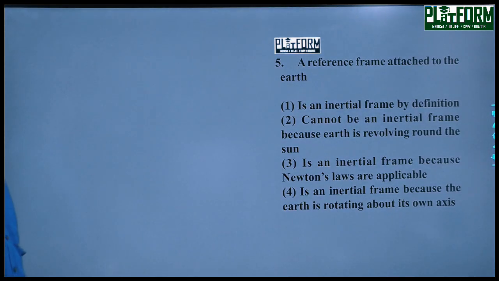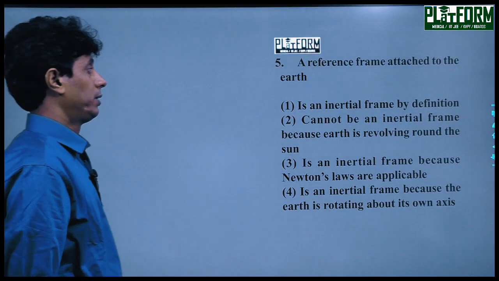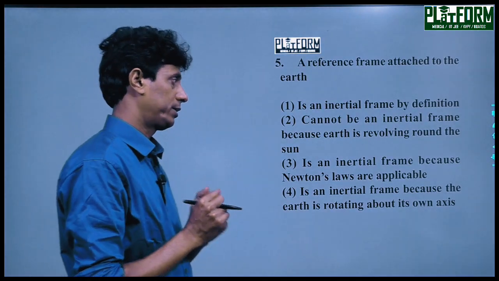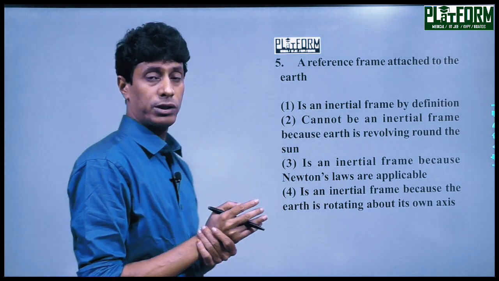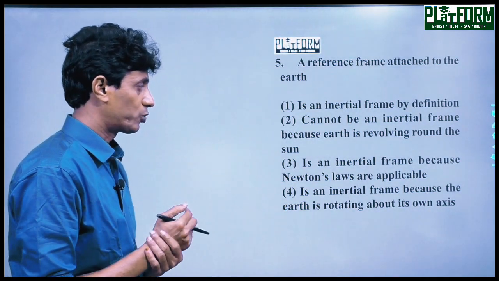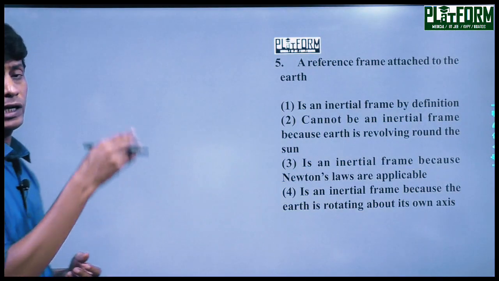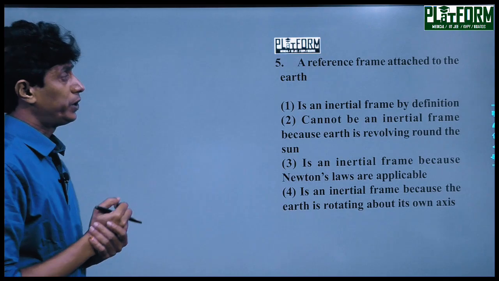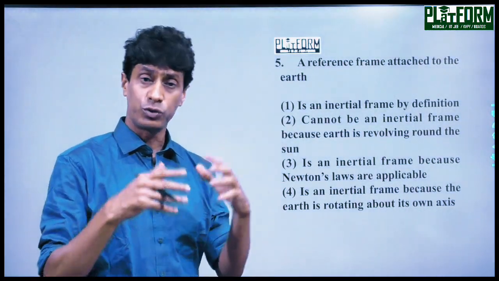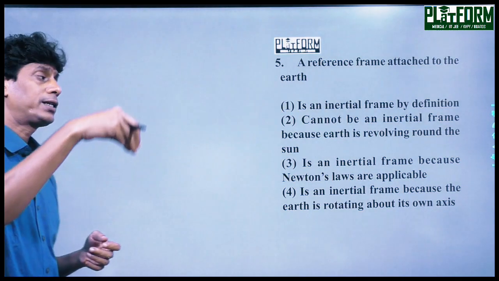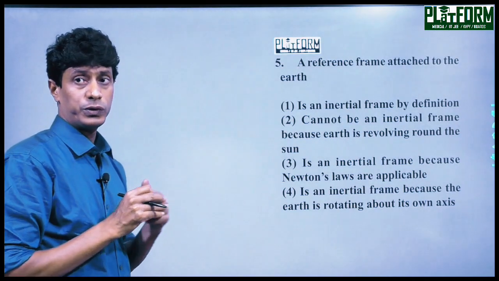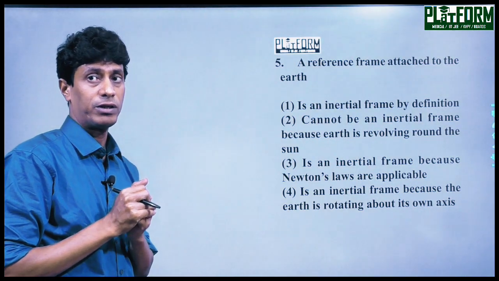Next problem, a reference frame attached to the earth: option 1, is an inertial frame by definition; option 2, cannot be inertial frame because earth is revolving around the sun; option 3, is an inertial frame because Newton's laws are applicable; and option 4, is an inertial frame because the earth is rotating about its own axis. According to the definition, an inertial frame is a frame moving with uniform velocity, that is without acceleration. Since the earth is rotating and revolving around the sun, it has centripetal acceleration. So the earth itself is not an inertial frame because it has acceleration.